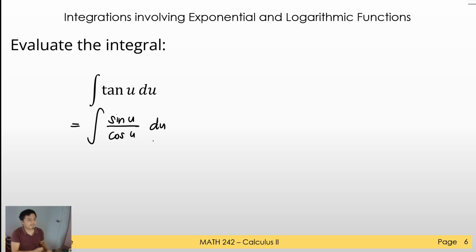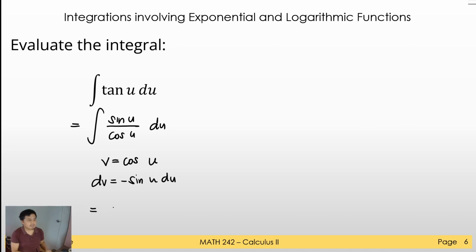As we can see here, the derivative of sine is cosine, and the derivative of cosine is negative sine. So maybe we can use u substitution. Since u is already the variable here, I can use v equal to cosine u. The derivative of v here is negative sine u du.